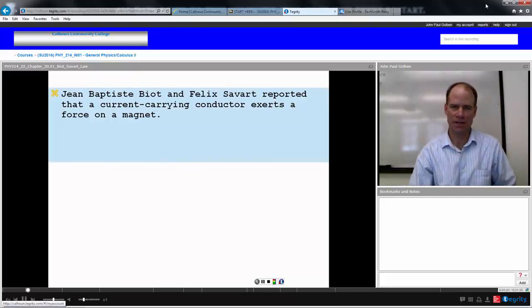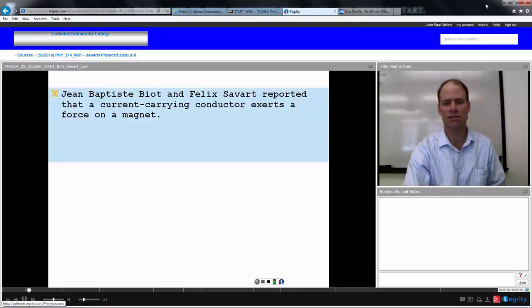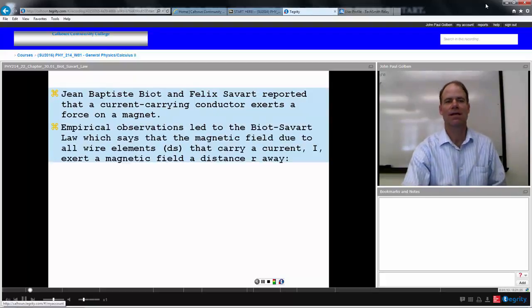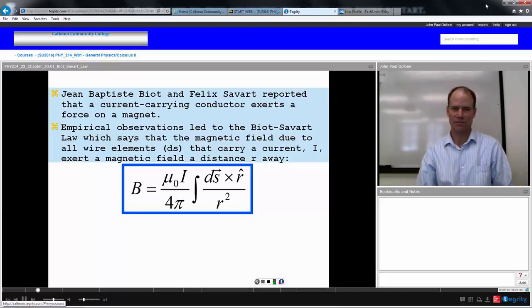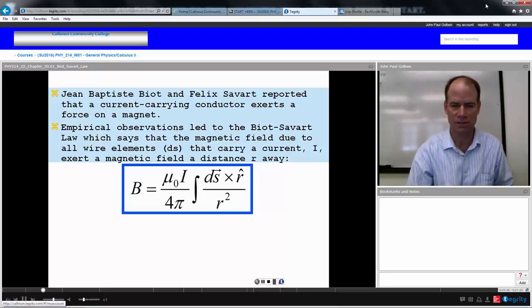Jean-Baptiste Biot and Savart reported that a current-carrying conductor exerts a force on a magnet. Empirical observations led to the Biot-Savart Law, which says that the magnetic field due to all wire elements ds that carry a current I is given at a distance r away by this nice expression here. The magnetic field is equal to some constant mu naught times the current I over 4 pi, integral of ds crossed with a unit vector r to the point, divided by r squared, where r is the distance from the current-carrying element to that particular point.